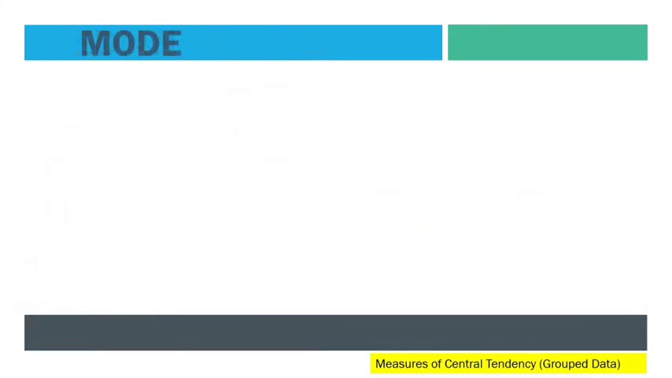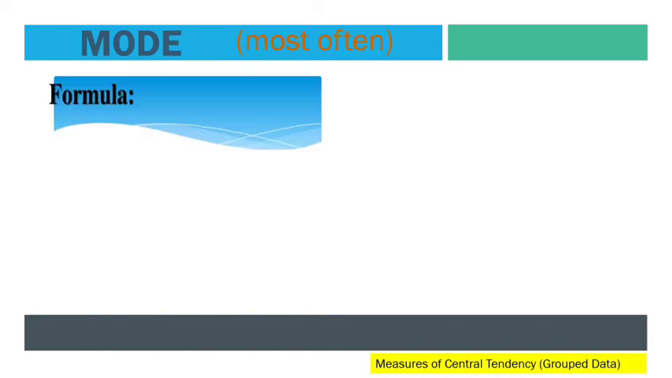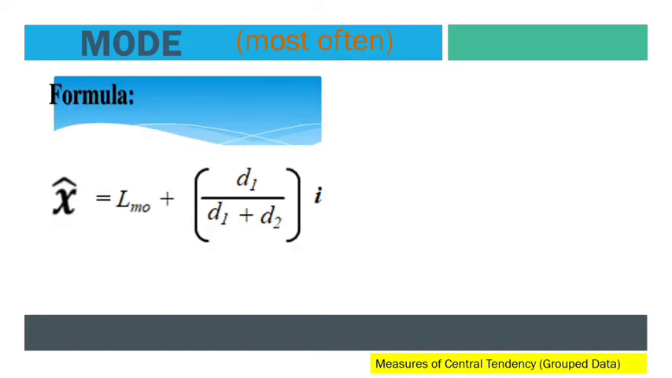Let's now proceed to the third measure of central tendency, which is the mode, and it pertains to the most often value that appeared in the dataset. We will use this formula: x-hat equals LMo plus the quantity of d sub 1 over d sub 1 plus d sub 2, multiplied by i.